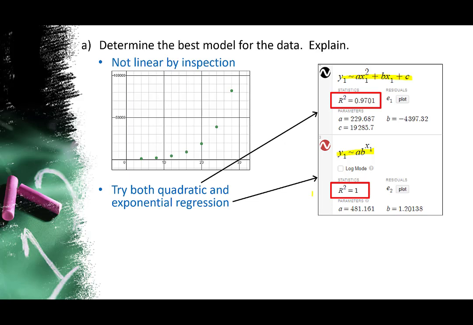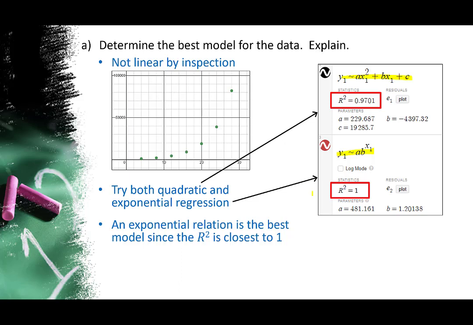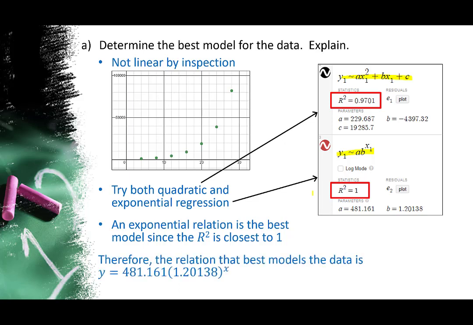And we clearly see that the exponential has an r-squared of 1. So therefore, an exponential relation is the best model since the r-squared is closest to 1. And therefore, the relation that best models the data is shown here. And here's where I ended up getting the a value for this equation and the b value for this equation.